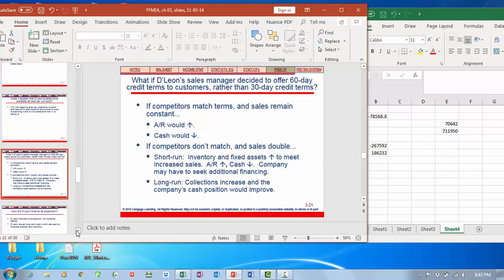In the short run, yes, I would have to bear some difficult time, because now I've extended my credit terms from 30 to 60 days. So I might have to find some additional source of funding for those additional 30 days of credit that I'm providing to my clients. But in the long run, it might actually be beneficial because it'll kill the competition.